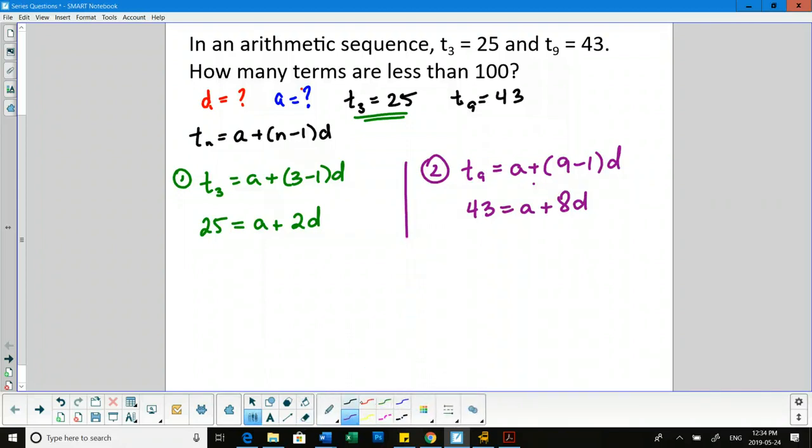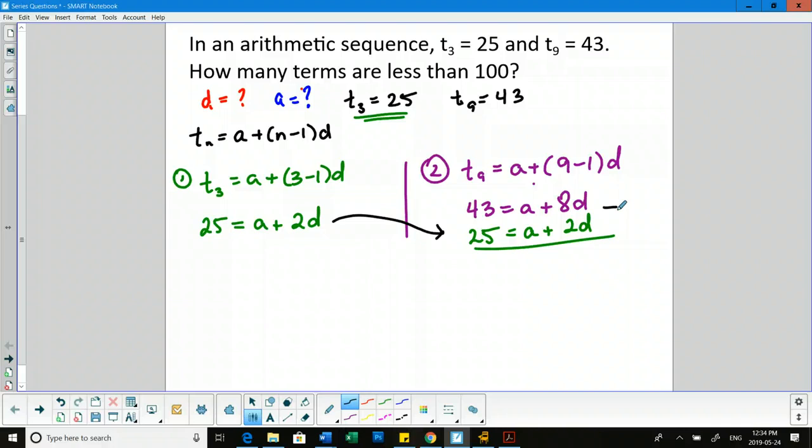Okay, very similar to what we did a few days ago, we're going to stack these on top of one another, and we're going to use elimination to get rid of those A values. And we're going to see if we can find A and D. So I'm going to subtract.